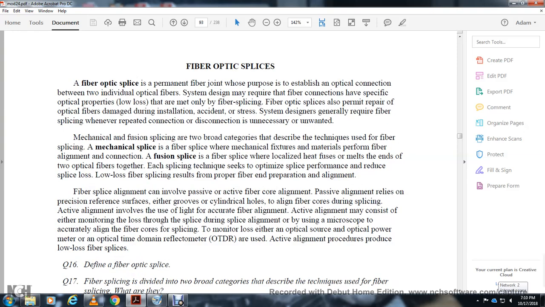Mechanical and fusion splicing are the two broad categories that describe the technique of the fiber splice. The mechanical splice uses a mechanical fixture to align the fiber connection. The fusion splice uses a localized heat source that melts the ends of the two optical fibers together. In each splicing technique, the goal is to optimize splice performance and reduce the splice loss. Fiber splicing results from proper fiber end preparation and alignment.